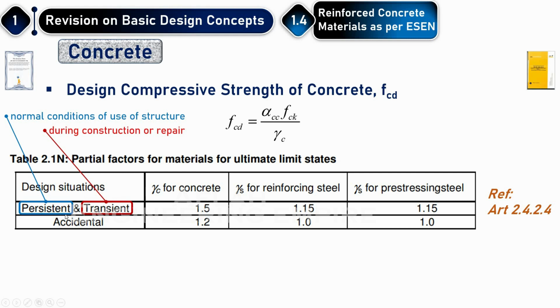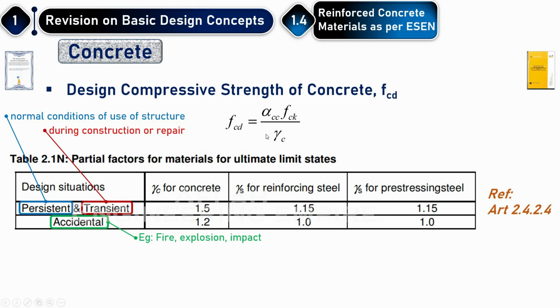However, if you are considering accidental situations such as where there is explosion, fire, or impact, such situations are called accidental, and you may need to consider a lower factor of safety, that is 1.2 for the concrete. Okay, 1.2.